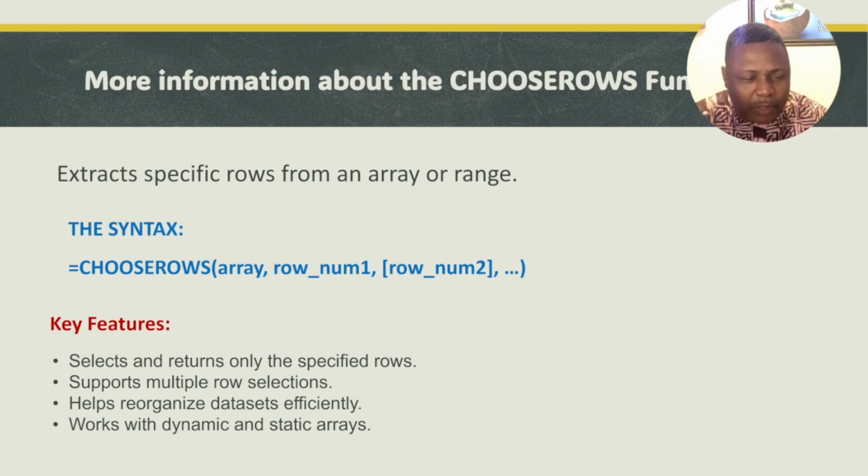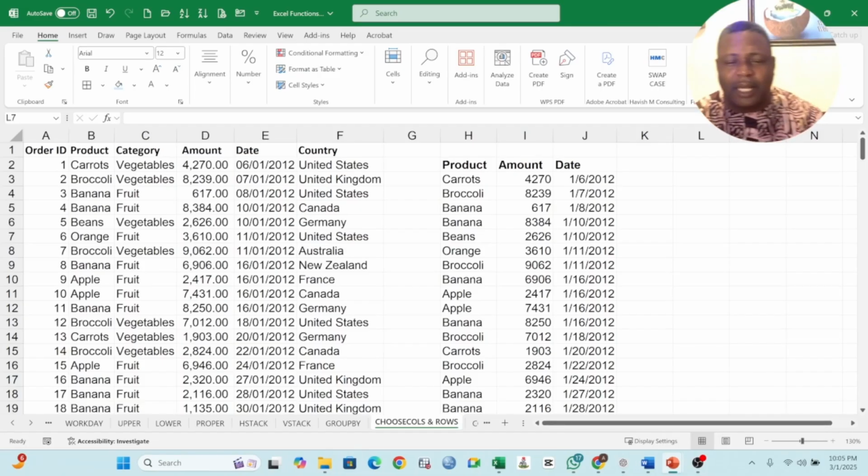And then, of course, you can also choose key features such as select and return only specific rows. It supports multiple row selections, helps reorganize data sets efficiently, and works with dynamic and static arrays. So now let's go into the Excel worksheet and see how this simple function works.